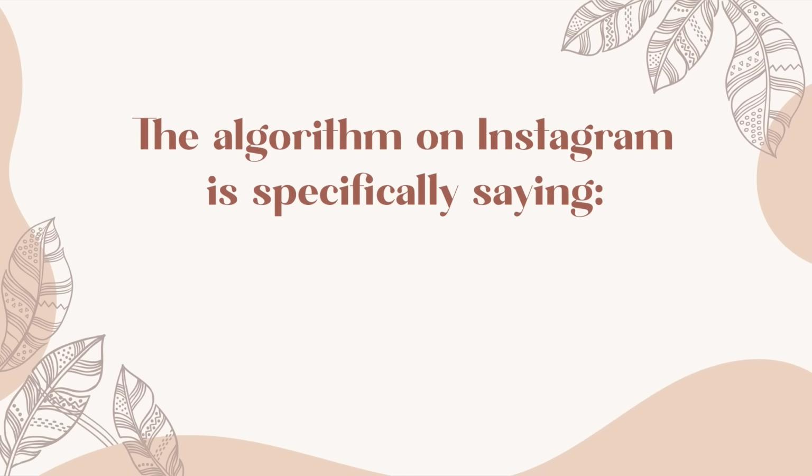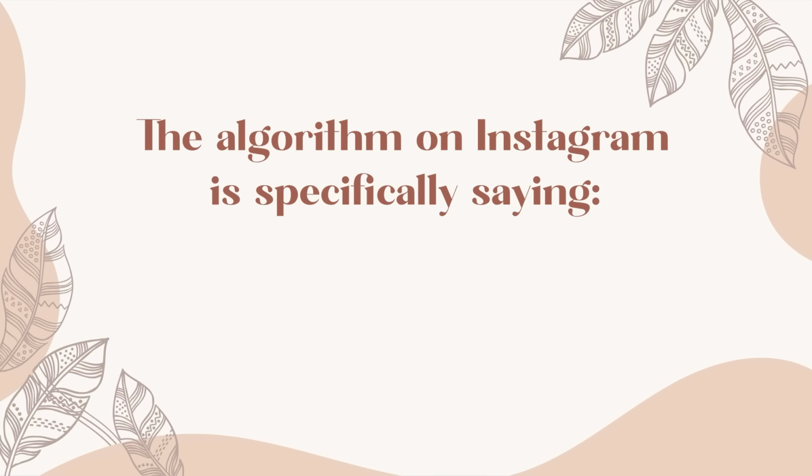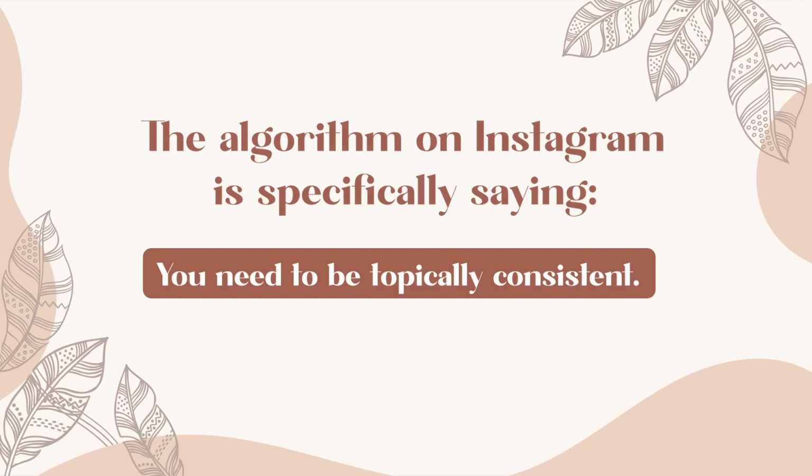There's so much more creative freedom. You don't have to be in a niche. You could do some lifestyle, talking casual trends, blah, blah, blah. There's a lot more options there. But the algorithm on Instagram is specifically saying you need to be topically consistent. Because when you're topically consistent, then we know who to show your profile to. We know who to show your content to.